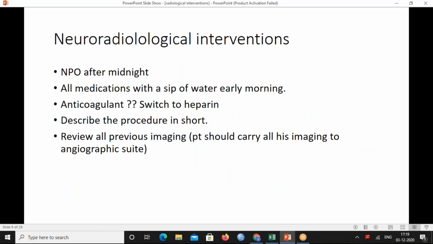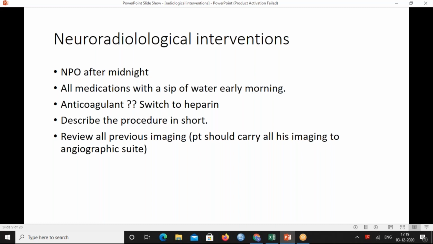For neuroradiological intervention, nil orally after midnight is required. For any therapeutic procedure which is to be done under general anesthesia, nil orally for 6 to 8 hours, 8 hours for solid and 6 hours for liquid, is definitely required. All medication with a sip of water is to be taken in the early morning, at 5 a.m. or 6 a.m. The patient should take all antihypertensive or any antiepileptic medication which the patient takes in the morning. Again, for the anticoagulant, it's better to switch to heparin if possible.